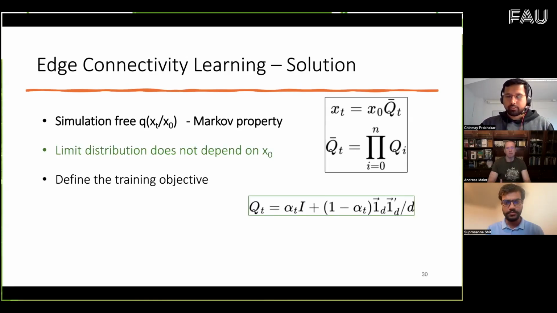To define the limiting distribution, which should not depend on the original sample, we make use of this specific transition matrix Qt as shown here. Let's take a closer look at this transition matrix. It has an initial parameter called alpha t, which is a monotonically decreasing function of time. At the final time point t, alpha t tends to become 0. And as such, we have just the right-hand side remaining. And if we take a look at the right-hand side, it just shows a uniform transition between different states.